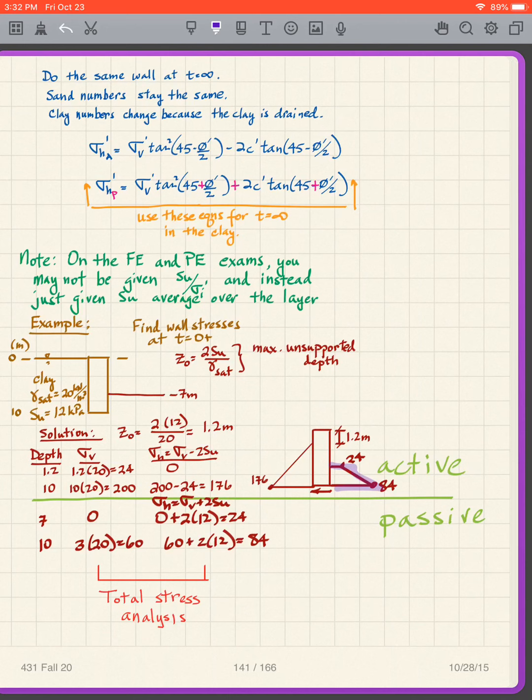Obviously this wall is not likely to be stable, but this is how you would calculate the active and passive pressures. Of course, it depends on how big that wall is. Probably need a pretty big wall there to make this one work, because you can see that the passive is so much lower than the active.